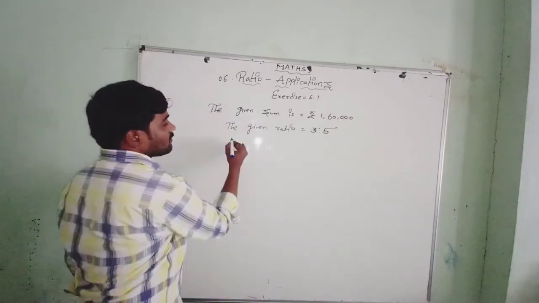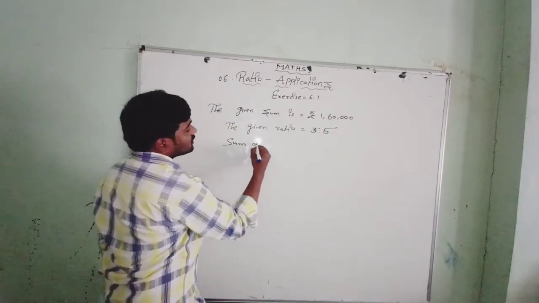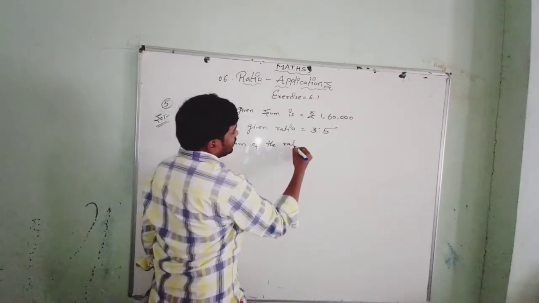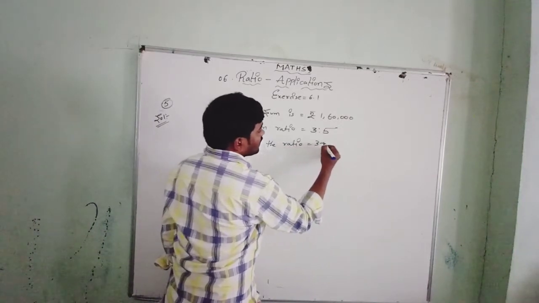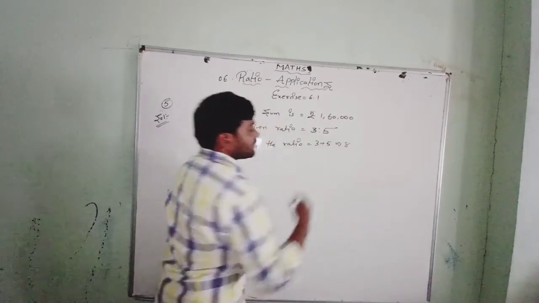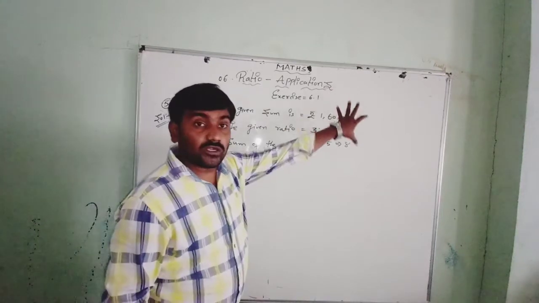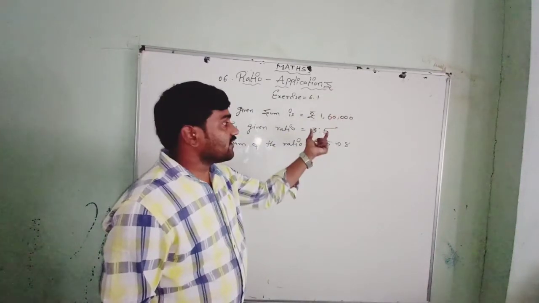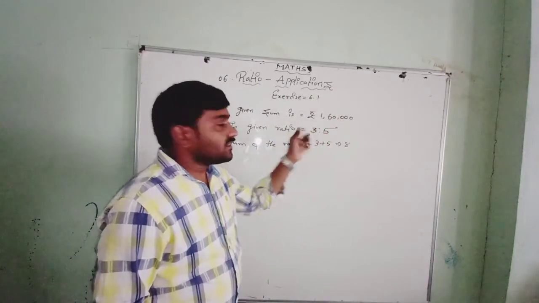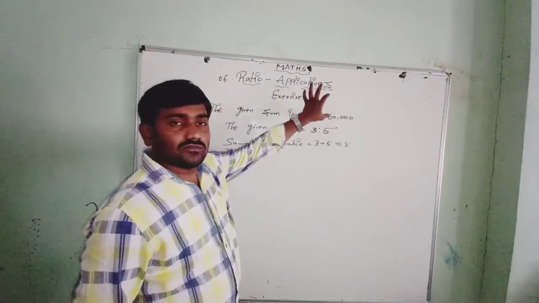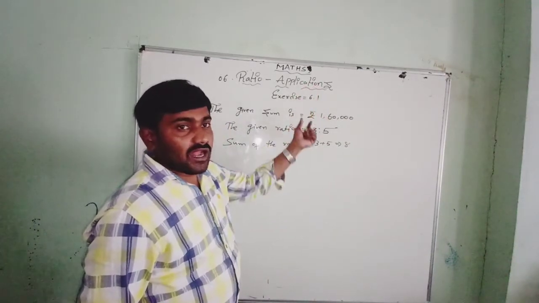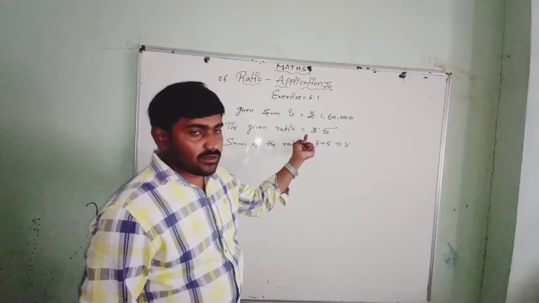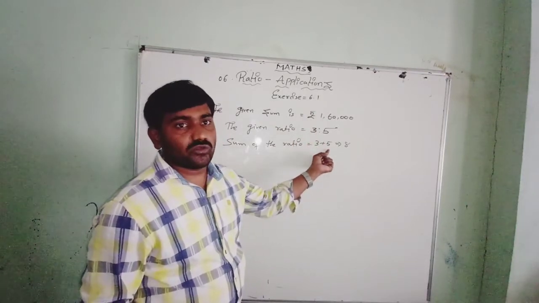3:5. Now sum of the ratio, immediately we have to do it. Sum of the ratio is 3 plus 5 equal to 8. So whenever they have given a total, and this total is given in a particular ratio, then always you write the ratio and add the ratio, the sum of the ratio you have to do it.